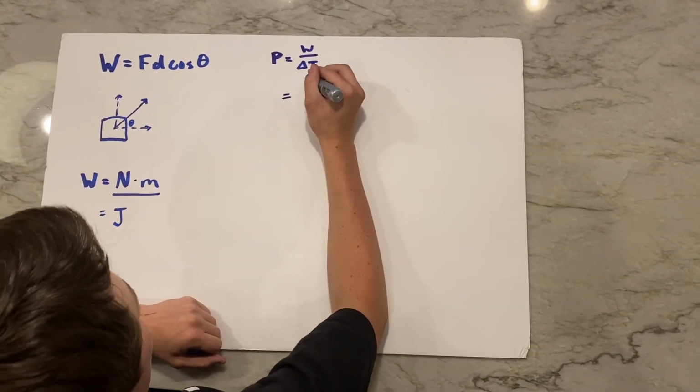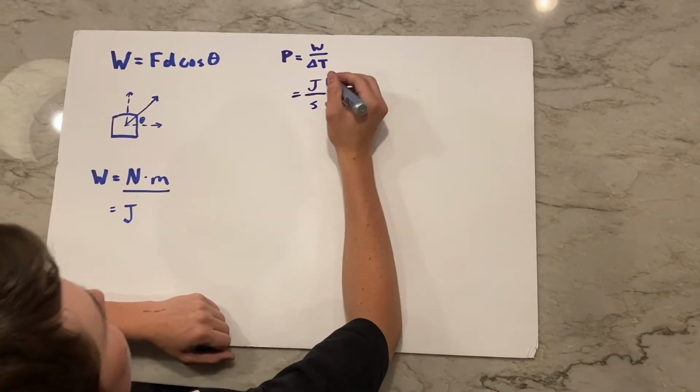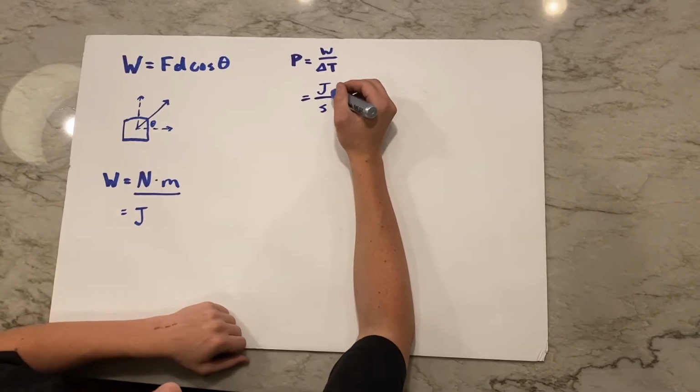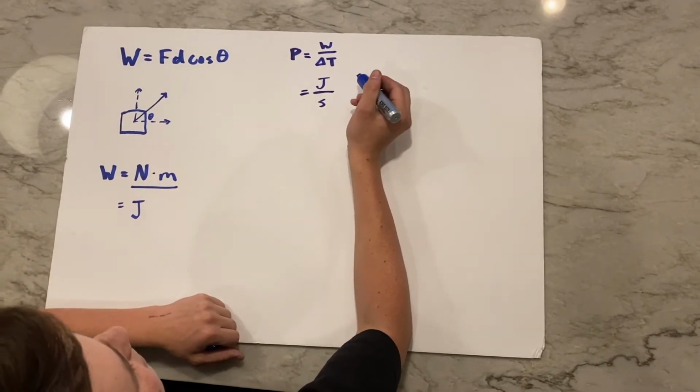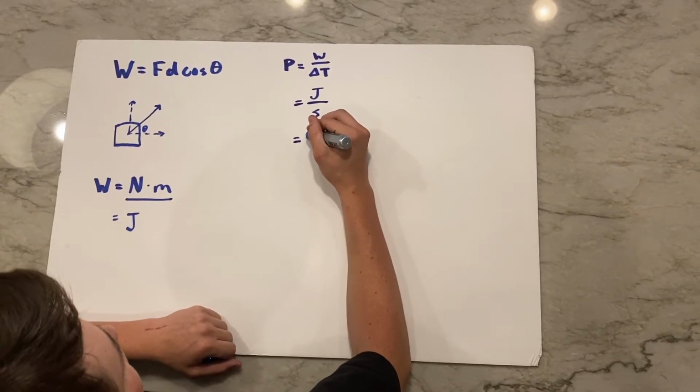Knowing that work is defined in joules and change in time is in seconds, we know that the units for power is joules over second. But in physics, we have a special name for this, and this is called watts, signified by capital W.